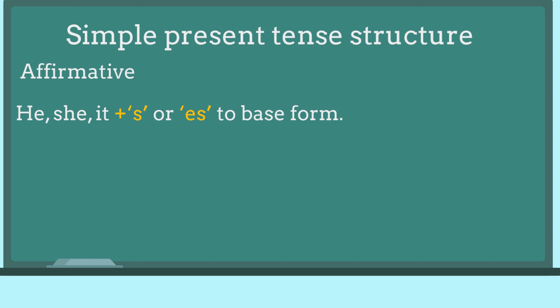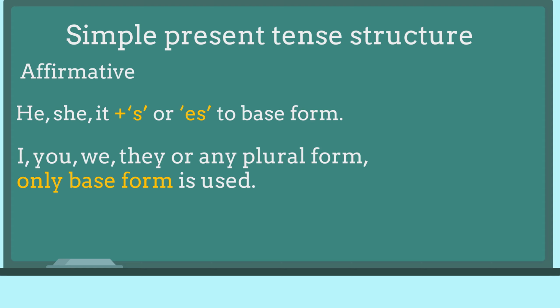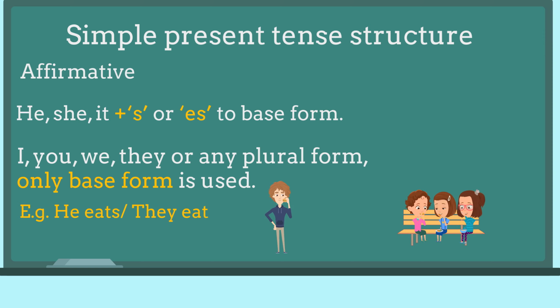Firstly, if the subject is he, she, or it, then we add s or es to the base form verb. If the subject is I, you, we, they, or any plural form, only the base form of the verb is used. For example, he eats, they eat.